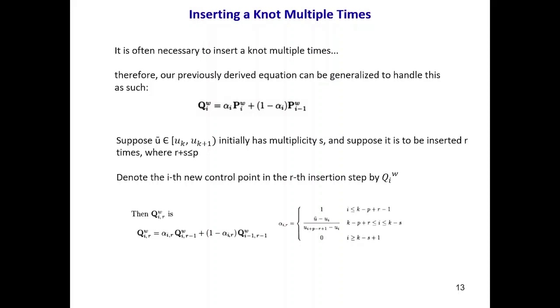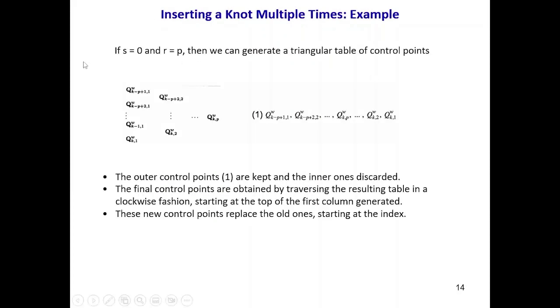Denote the ith new control point in the rth insertion step by q_i^r to the power w. Then q_i^r to the power w is defined like this: alpha_i^r q_i^{r-1} to the power w plus 1 minus alpha_i^r q_{i-1}^{r-1} to the power w. So this is how we define it. Alpha_i^r is defined like this, and it is also represented as a linear equation at the end. If s is equal to 0 and r is equal to p, then we can generate a triangular table for control points.